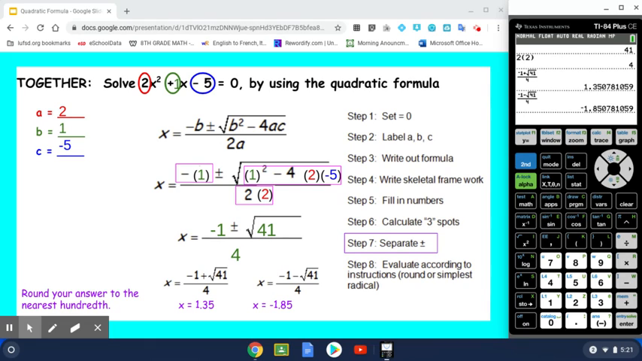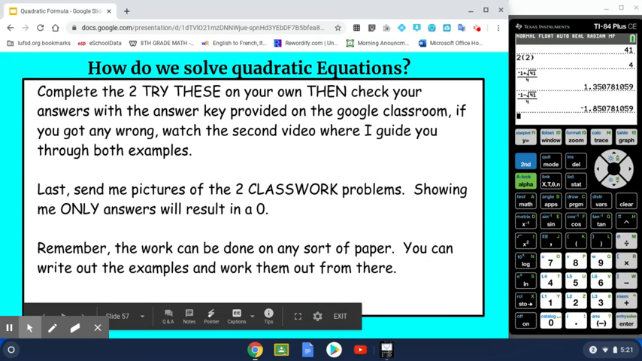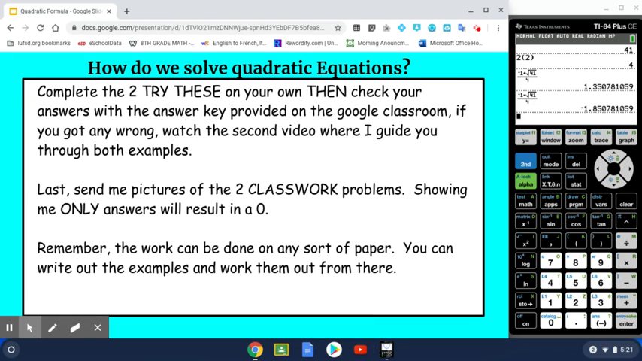It's a process, just like completing the square was. So I'm going to ask you guys to try the next two on your own, then check your answers with the key provided in the Google Classroom. If you got any wrong, watch the second video where I guide you through both examples. Last, I want you to send me pictures of the 2 classwork problems, not the try these. Showing me only answers will result in a 0, okay? Remember, you could do it on any sort of paper you want.